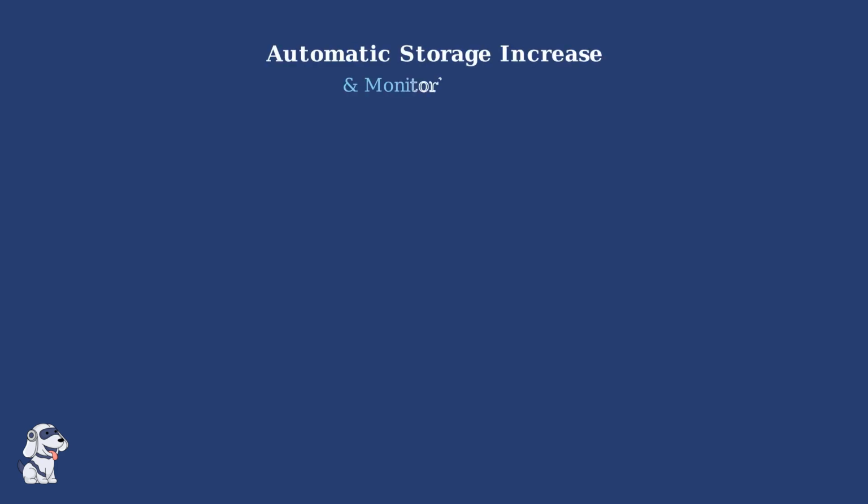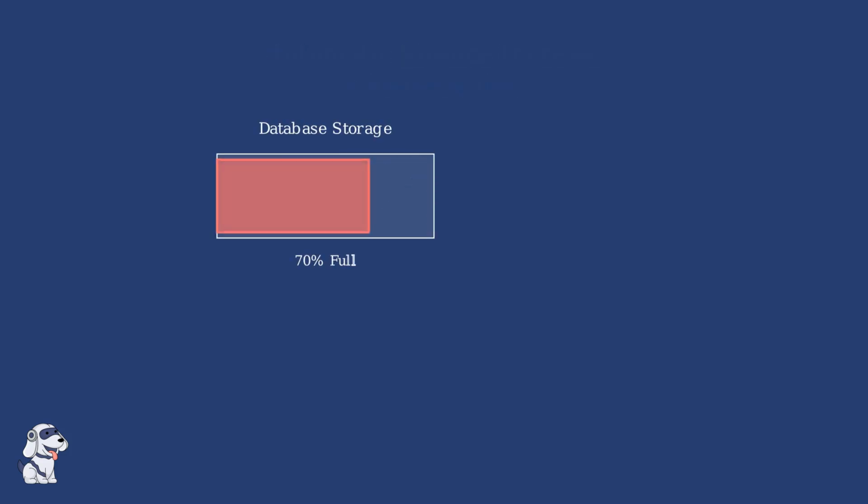Cloud SQL's automatic storage increase feature is a powerful tool that can significantly reduce database maintenance overhead and alert fatigue. When this feature is enabled, Cloud SQL automatically monitors your database storage usage and expands capacity when needed, without any manual intervention. As your database grows and approaches capacity limits, the automatic storage increase feature kicks in seamlessly.